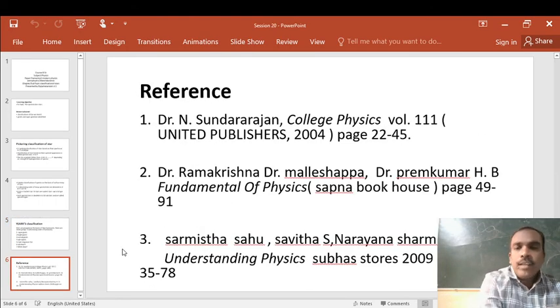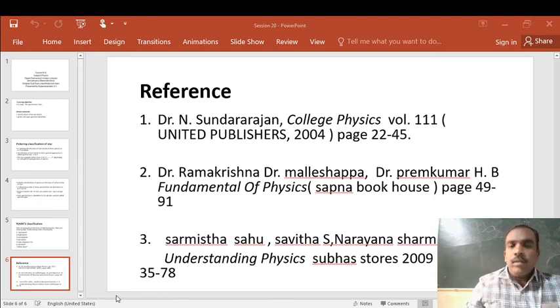Okay, so today we learned the classification of stars. There are 2 types. One is E.C. Pickering's classification of the stars. The second is Yerkes' luminosity classification of the stars.